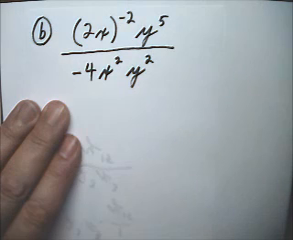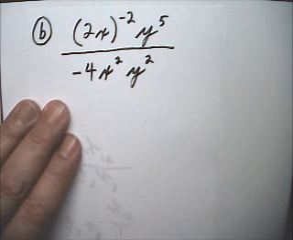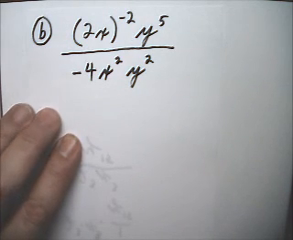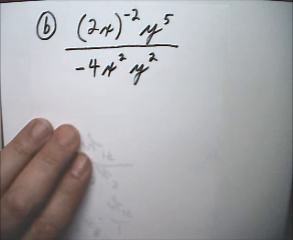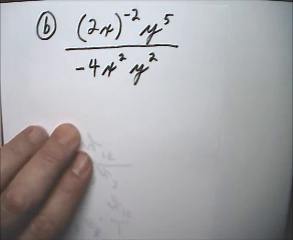Well, example B really looks tough. Very confusing. What the heck are we going to do here? All I can tell you is that we have to take this a little bit at a time.